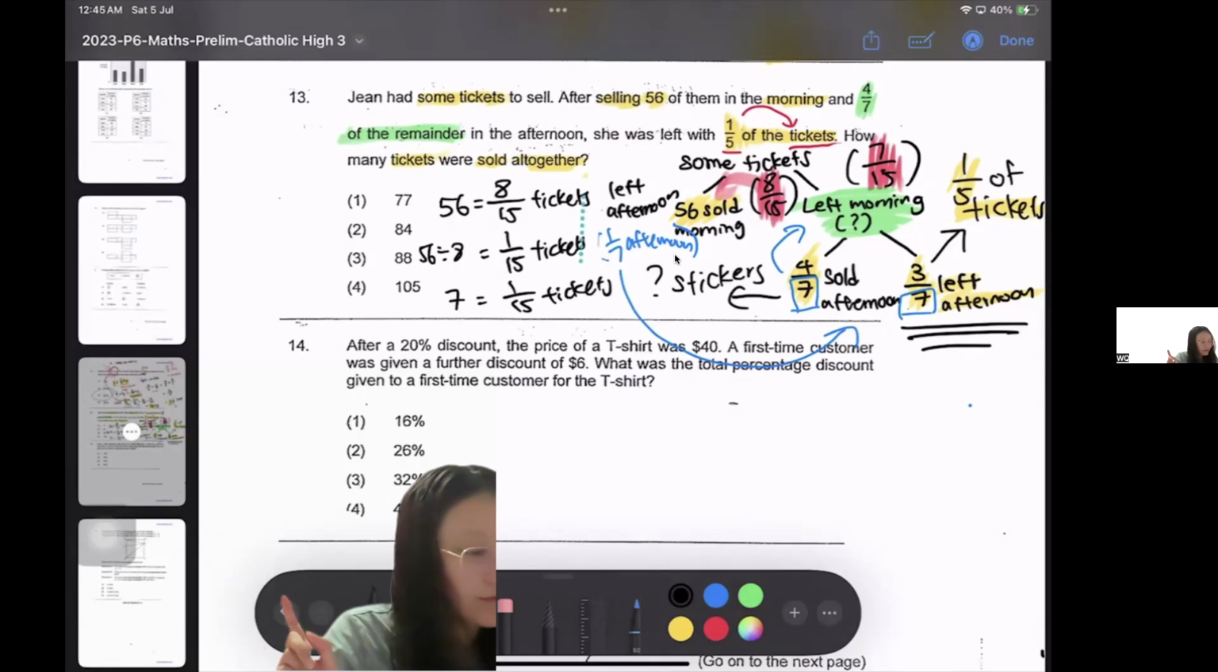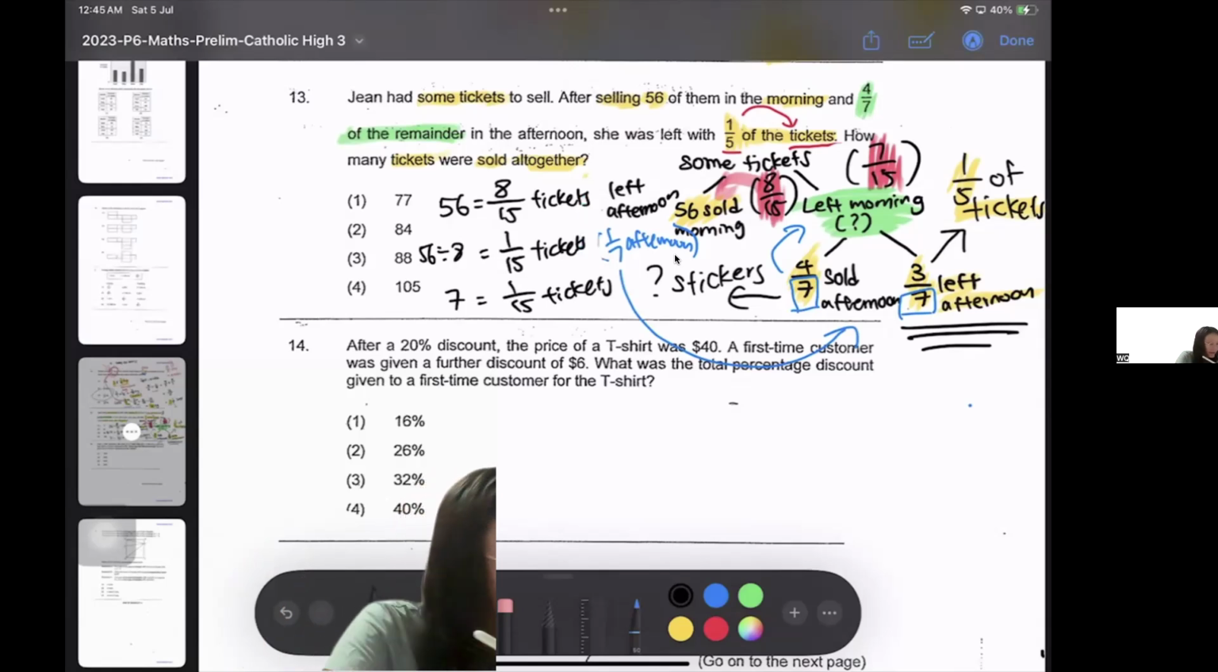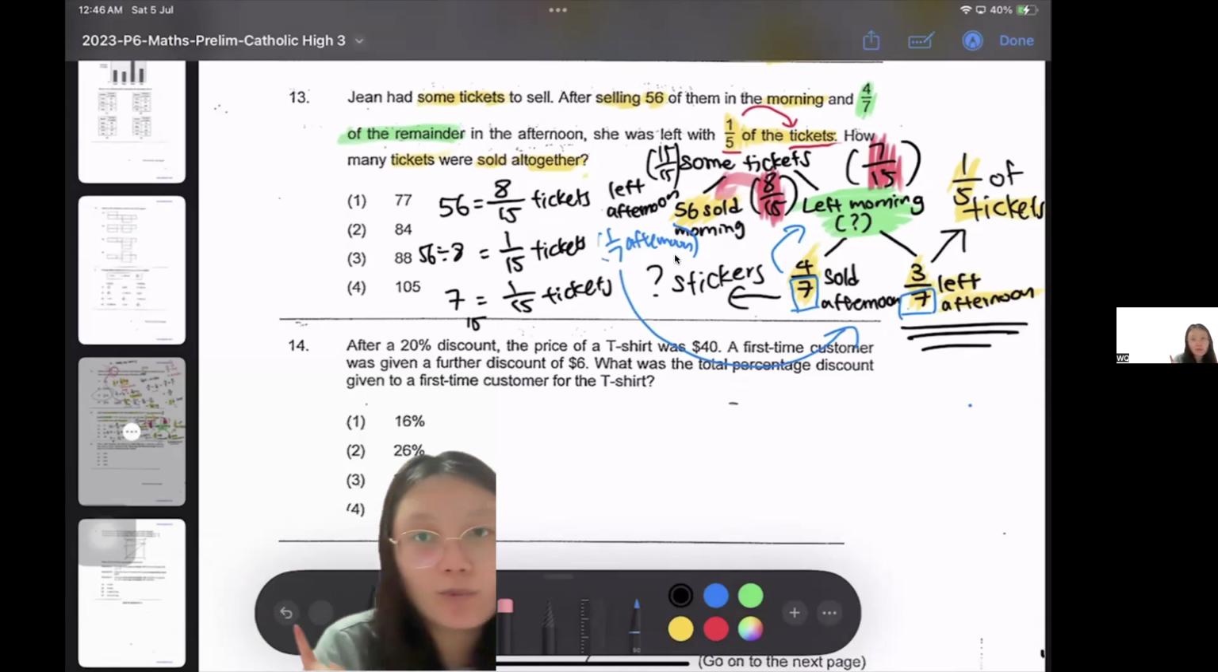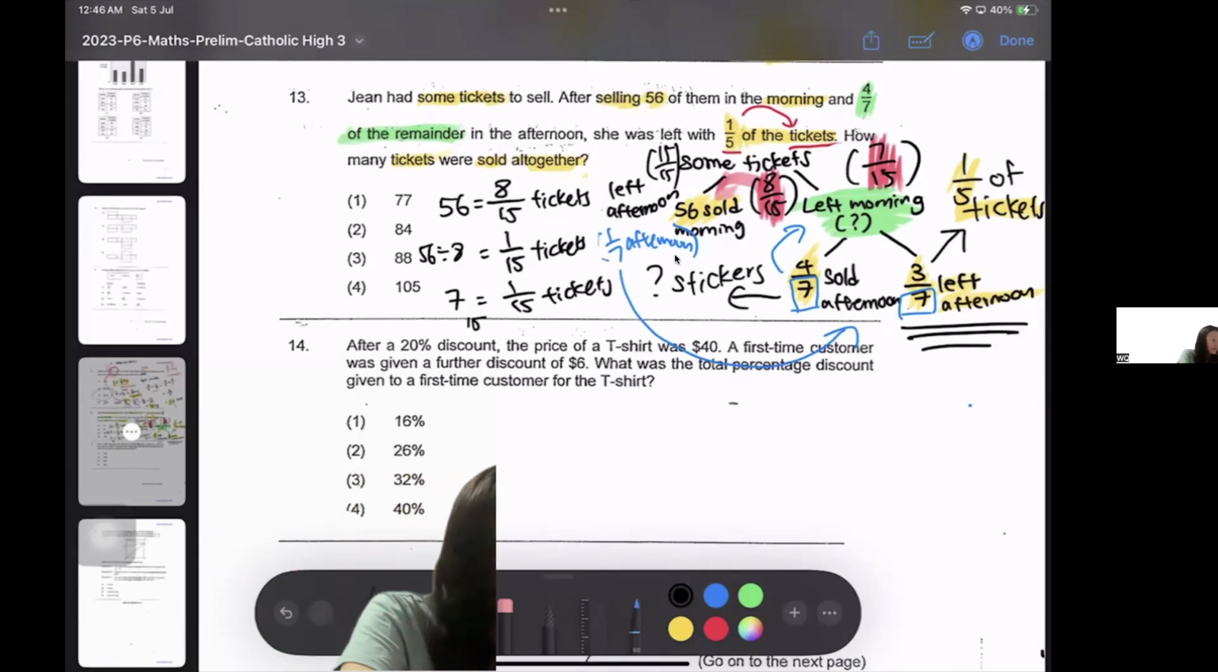Okay, so now you need to find what is 15 out of 15 tickets, which is the total, which is the original, right? 15 out of 15. Why do we need to find 15 out of 15? Because you see the total, at the start, is 15 out of 15. That is 1. We always start with 1, yeah? So let me just move it down here, okay?